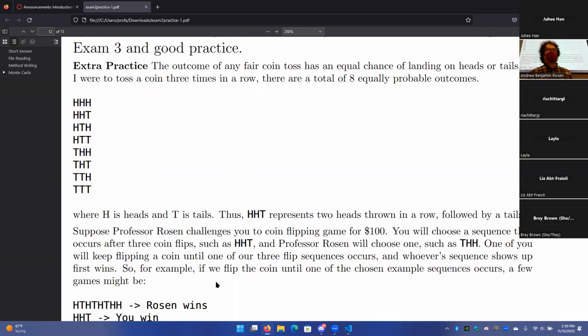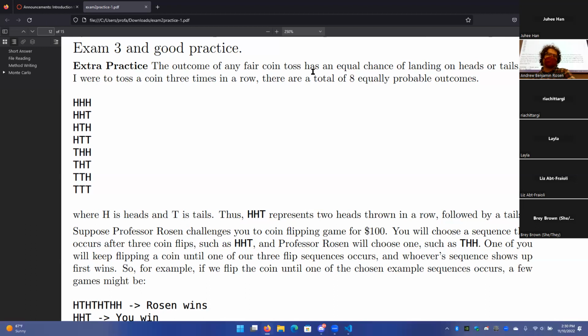So this is a game called Penny's Game that I'm describing here. And I'll talk to you about where the trick is here. So the outcome of any fair coin toss, right? In other words, we're using a non-weighted coin. It has an equal probability of heads or tails, right?